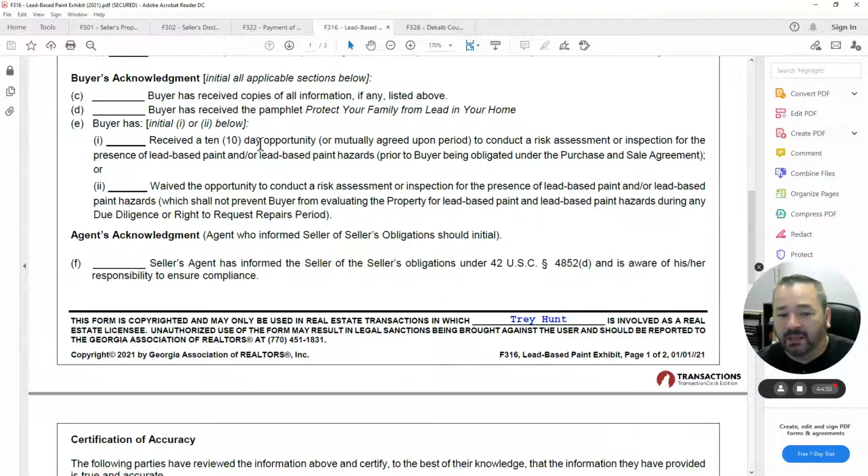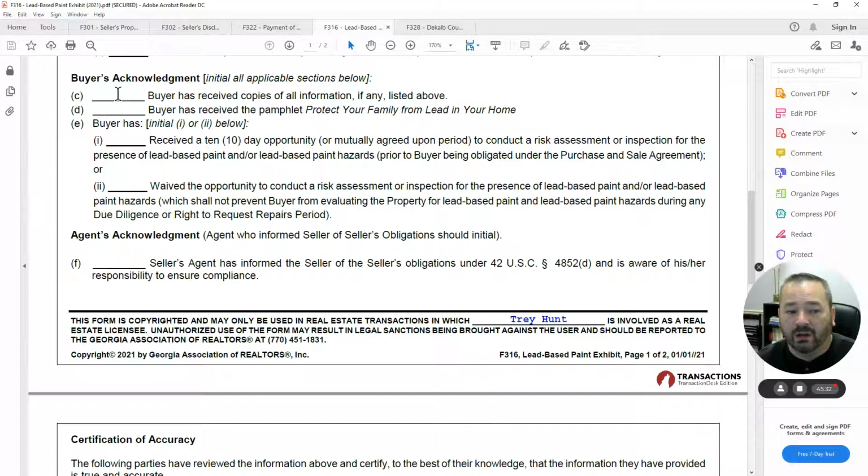We are asking for and getting a 10-day opportunity to inspect for lead-based paint. This is a different inspection than our home inspection. We're specifically asking for an inspection to look for lead-based paint or lead-based paint hazards, or we're waiving the right to do an inspection. And I can tell you, in all of the transactions I've ever done, I've never had a buyer do a lead-based paint inspection. That may be the case for you, but it's their prerogative. They're the ones that get to make that decision.